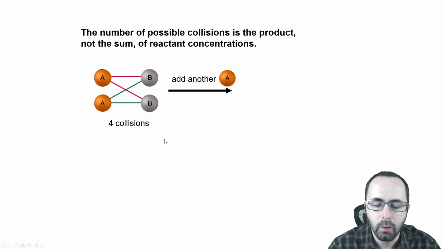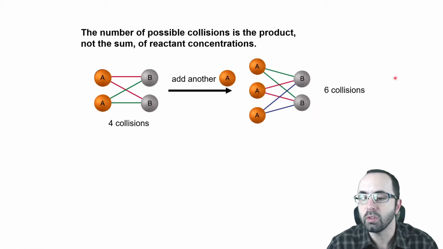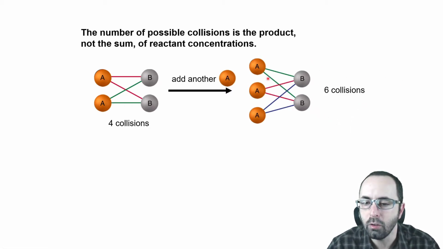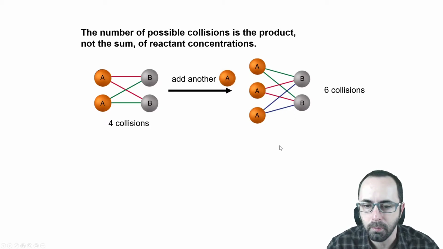Now if we add another reactant molecule A, now we don't have 5 possible collisions. We don't have 1 more possible collision. We actually have 2 more. We have 3 times 2 or 6 possible collisions because each reactant A molecule can undergo 2 collisions, one with each of the reactant molecules B here. So you have 2 green lines representing 2 possible collisions, 2 red lines and 2 blue lines. Altogether that's 6 possible collisions.